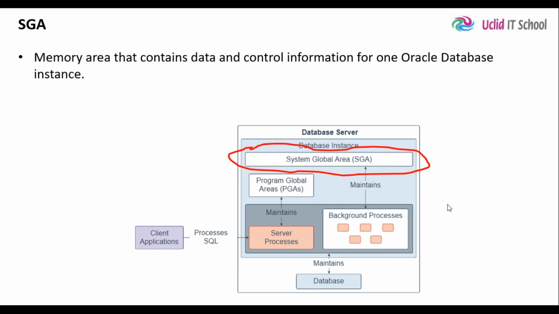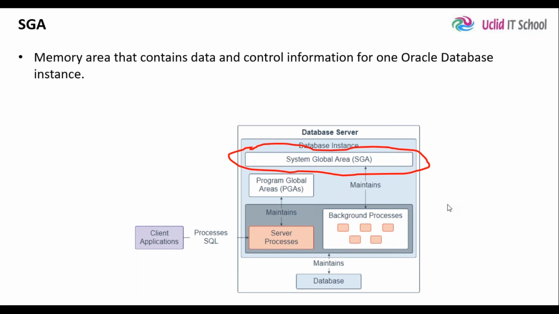And SGA size is configurable. During database creation, the DBA specifies the size of the SGA. Meaning you can control how much shared memory your Oracle database can use. And this memory allocation can be changed at any time. Today I created a database and allocated, say, 1 GB of shared memory.